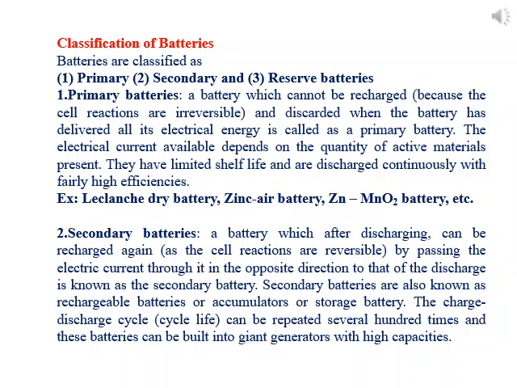The charge discharge cycle, which is called as the cycle life, can be repeated several hundred times, and these batteries can be built into giant generators with high capacities. Examples of such batteries are lead storage battery and nickel cadmium battery. Normally, in our day to day life, we are using such batteries in our mobile phones.